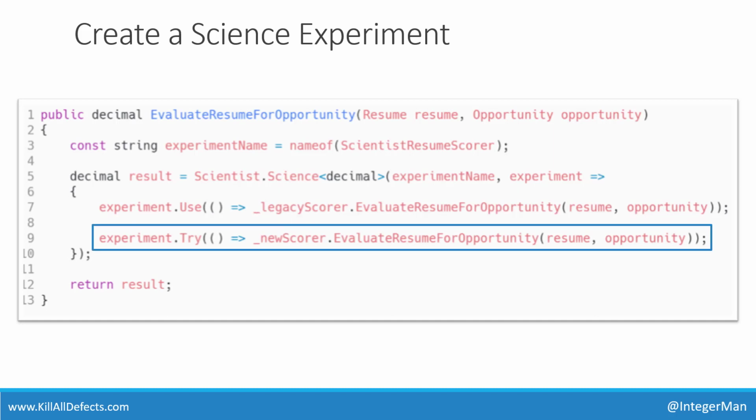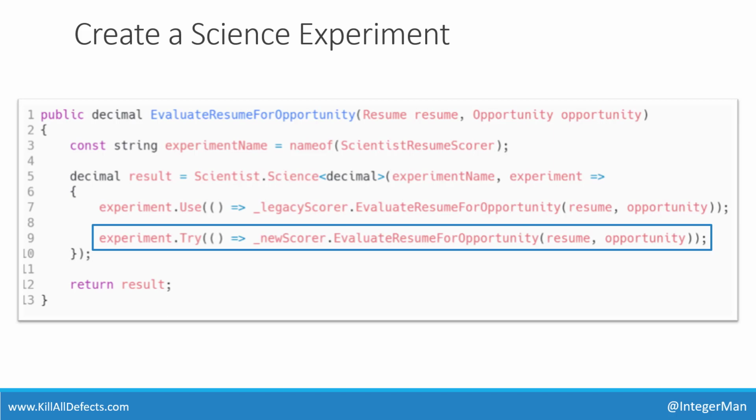Now line 9 is where we say experiment.Try. This is what's actually representing our experimental logic. So here we're using our new score, and we're going to make the same call to evaluate resume for opportunity. You can have multiple try statements in Scientist. However, Scientist does, in its documentation, recommend that you only use one. Now, the way it implements things, it kind of forces you to assume that there are going to be multiple results potentially, but they do strongly recommend that you only use one try and one use. I believe they actually enforce only one use because you can only return one thing from your method.